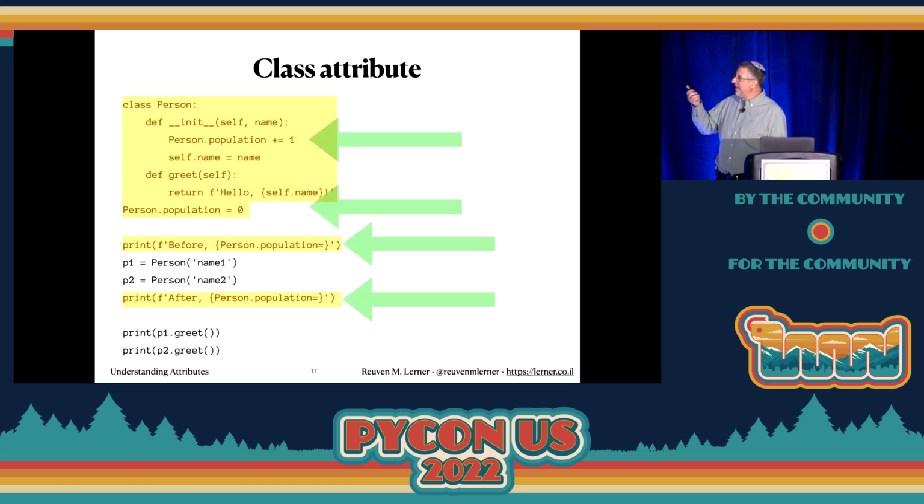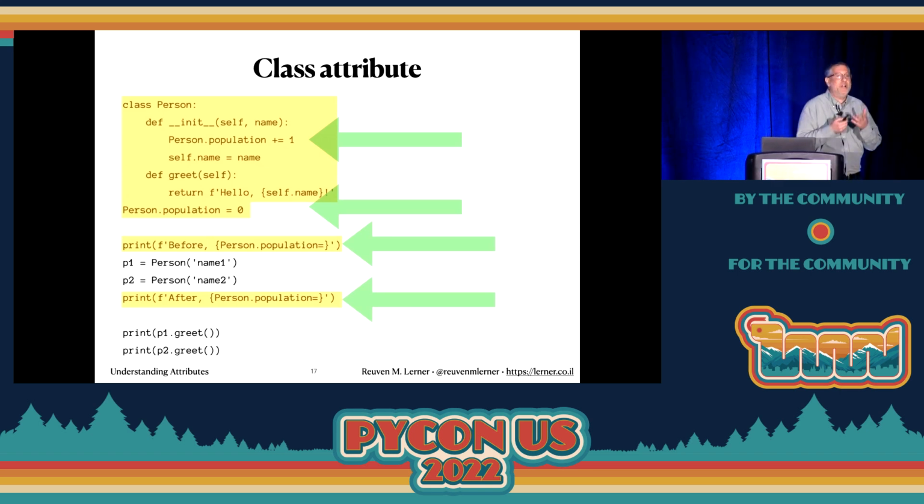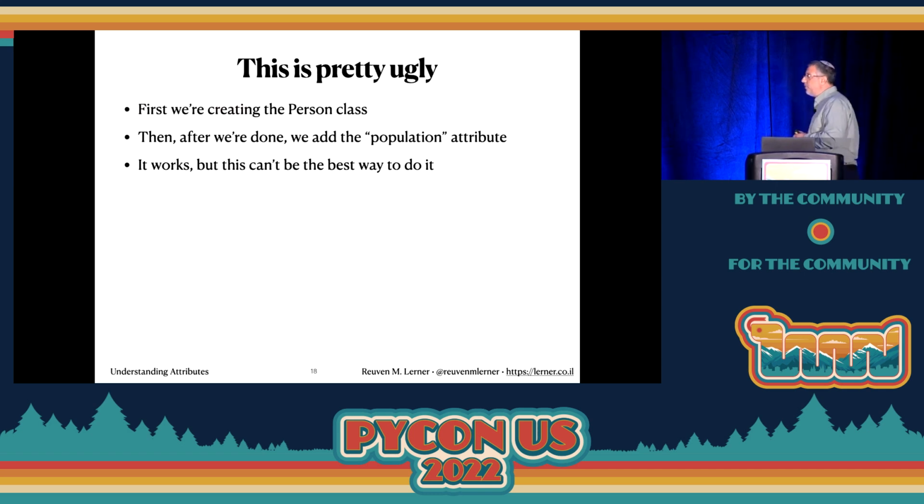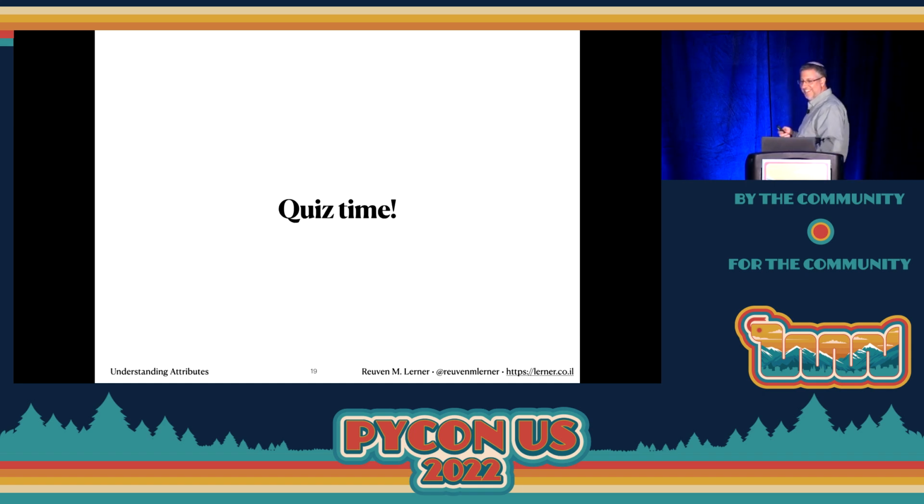And here what we see is we can't talk about population anymore as a global variable, because it's not. It's not a variable at all. It's an attribute on person. But I think we can all agree this is pretty ugly. Or, as we call it in the consulting industry, an opportunity. So first, we're creating the person class, and then after we're done, we add the population attribute to it. This cannot possibly be the best way. Well, I have a solution. The solution is quiz time.